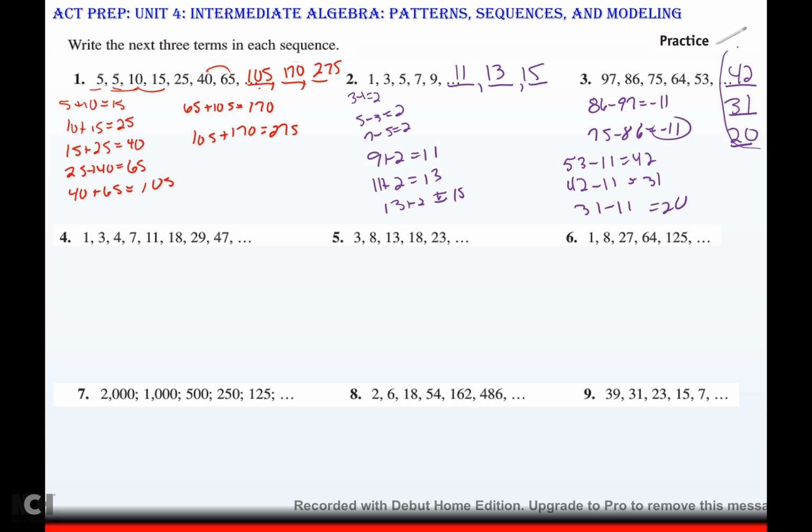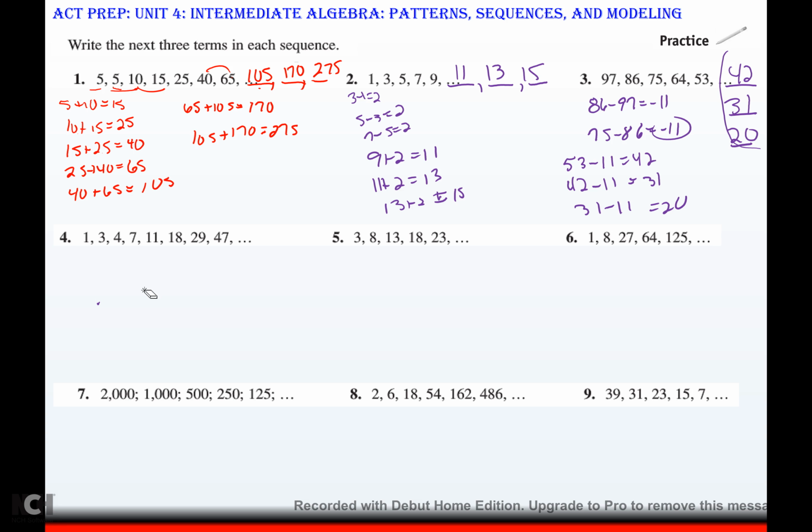Okay. All right, for 4, again, I'm going to see if it's arithmetic. 3 minus 1 is 2. 4 minus 3 is 1. It's not arithmetic. If I try geometric and divide, 3 divided by 1 is 3. 4 divided by 3 is 0.75. Those are different, so it's not geometric, which means it's some other pattern altogether.